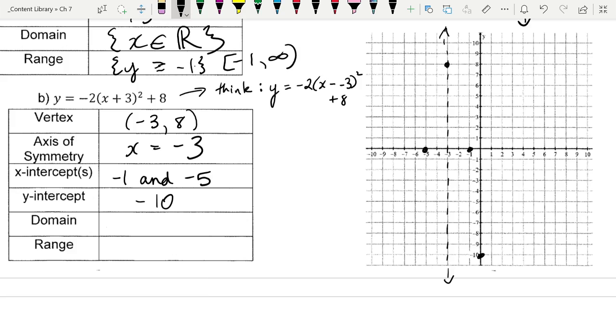What do you notice about this parabola? Two things that are different about the one above it. It's upside down, and it's skinnier because there's a 2 in front of it. So there we go. If you wanted more points, you could get them. I'm not saying you have to. These 4 points are plenty to make a graph. I can see what's going on.